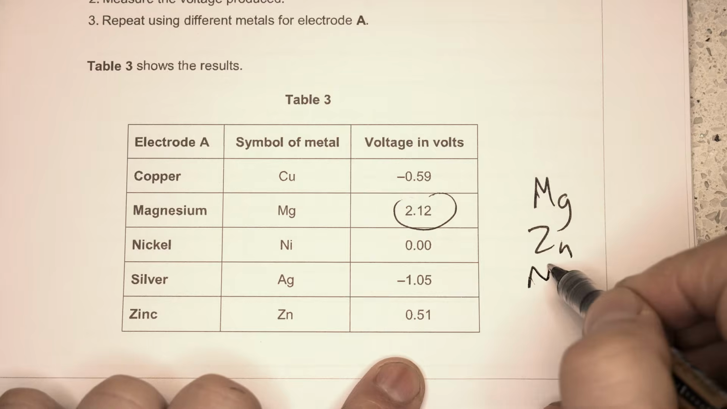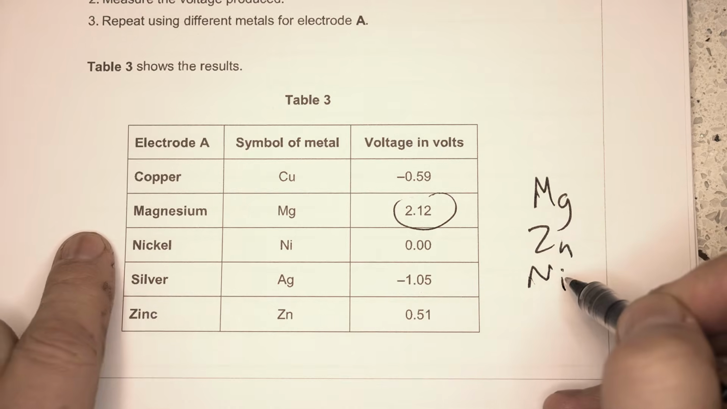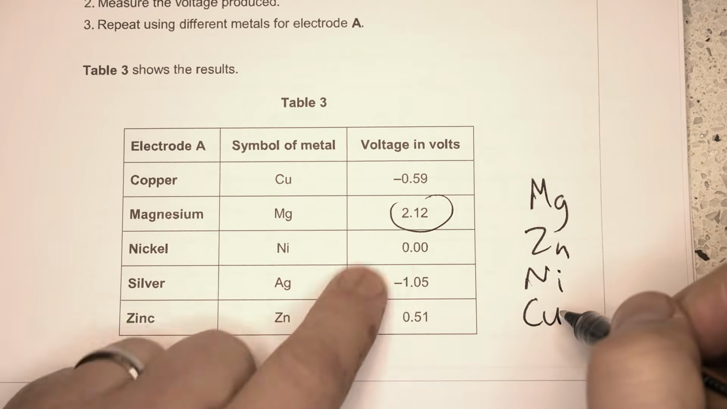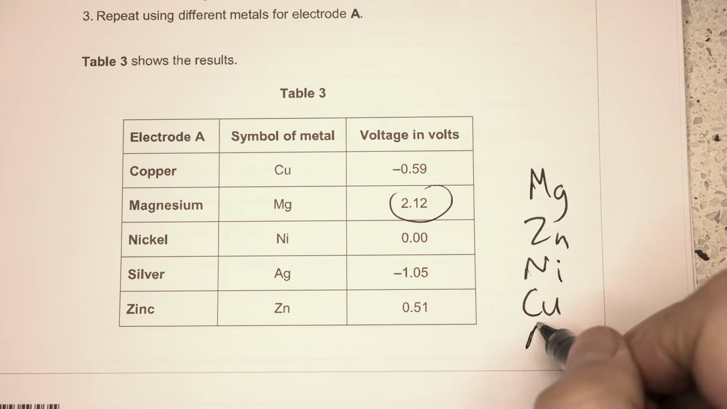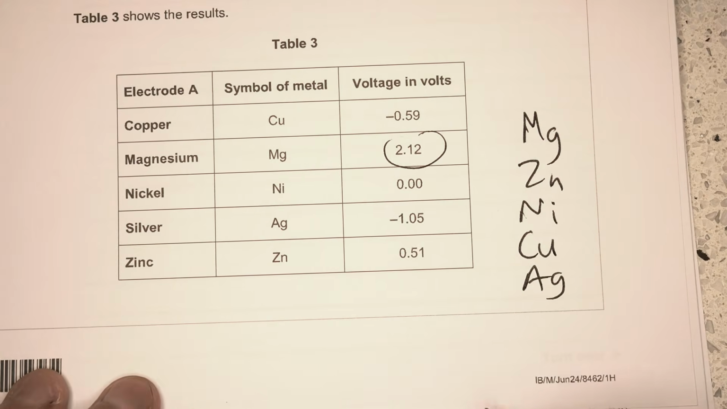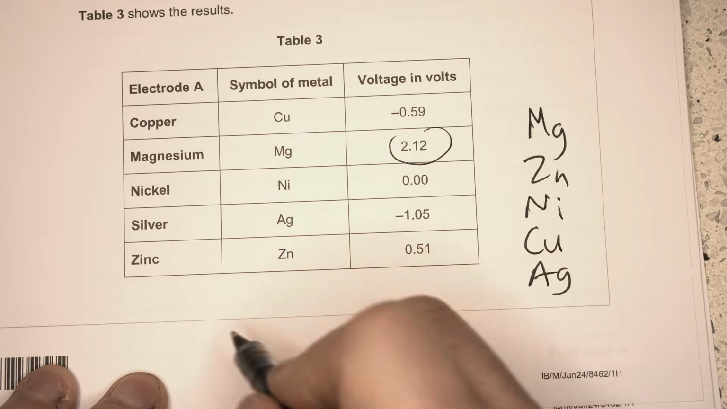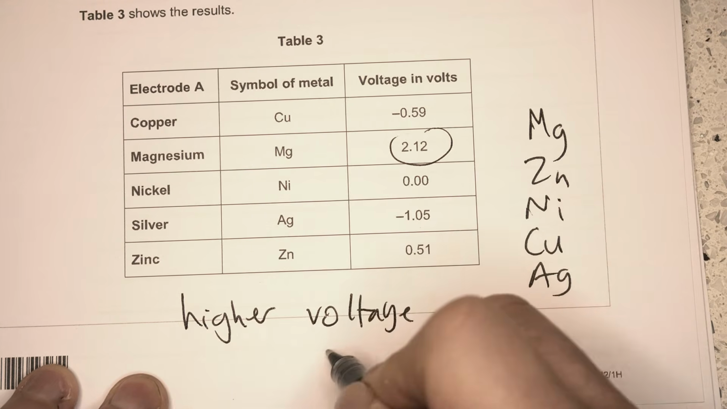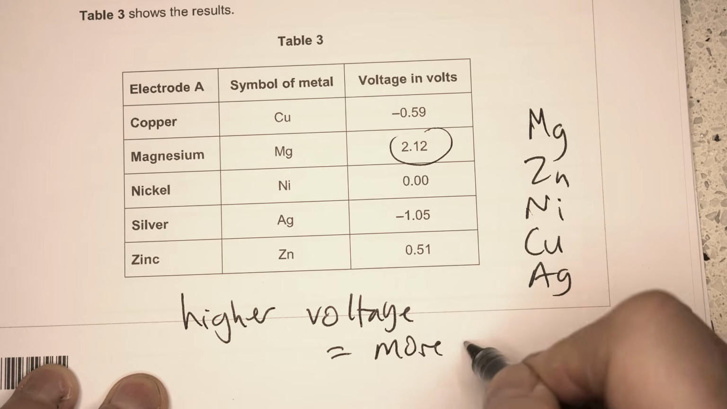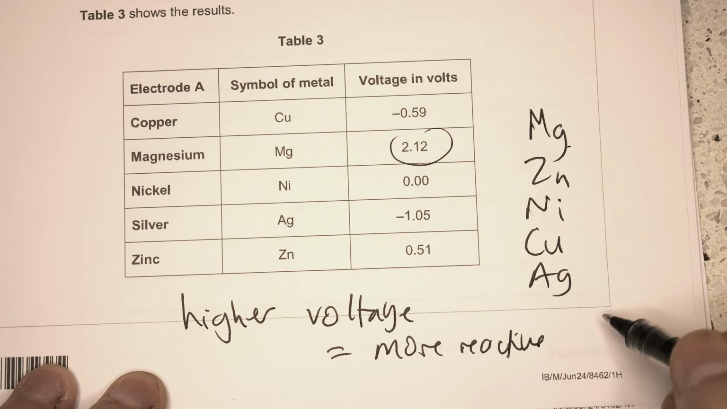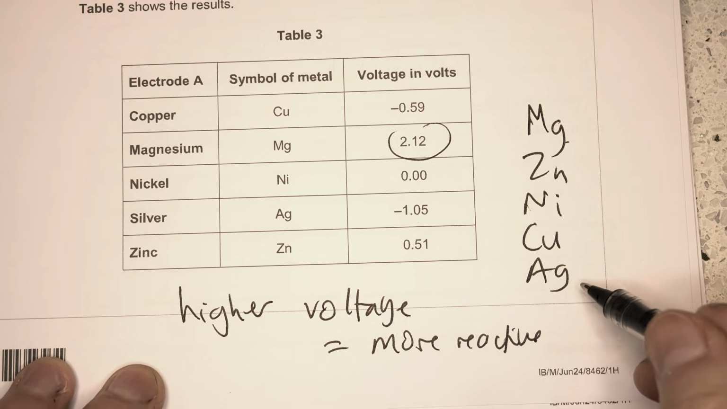Then we've got nickel, which is 0. Then copper, which is minus 0.59. And finally silver, which is minus 1.05. And our justification for that is the higher the voltage produced means it's more reactive. So the higher voltage there with magnesium and the lower voltage there with silver.